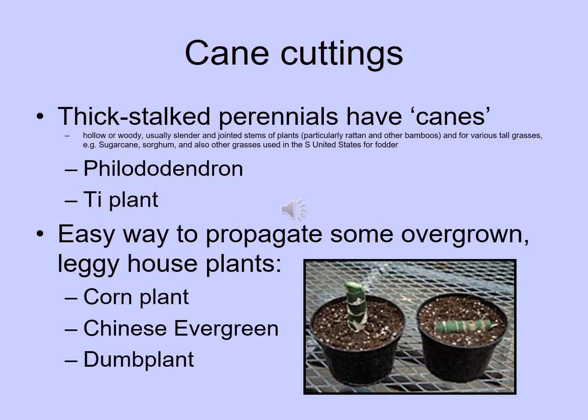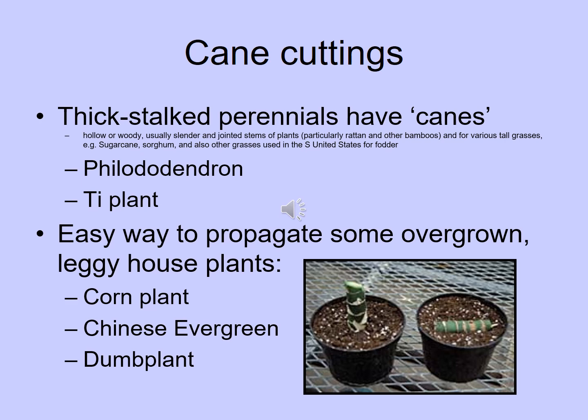Cane cuttings are used with plants that form canes, thick-stalked perennials. A lot of tropical plants have canes. These are usually hollow or woody, slender jointed stems like bamboo, rattan, some grasses, sugar canes, sorghum, other grasses used in the South United States for fodder, for animal food, philodendron, tea plant, corn plant, Chinese evergreen, dumb plant.